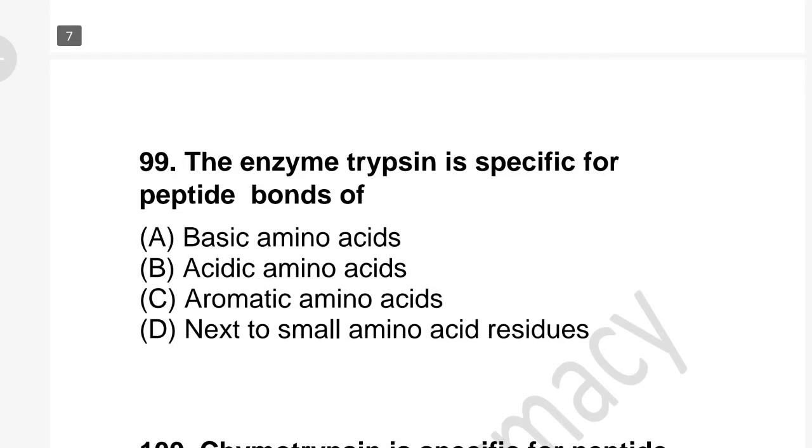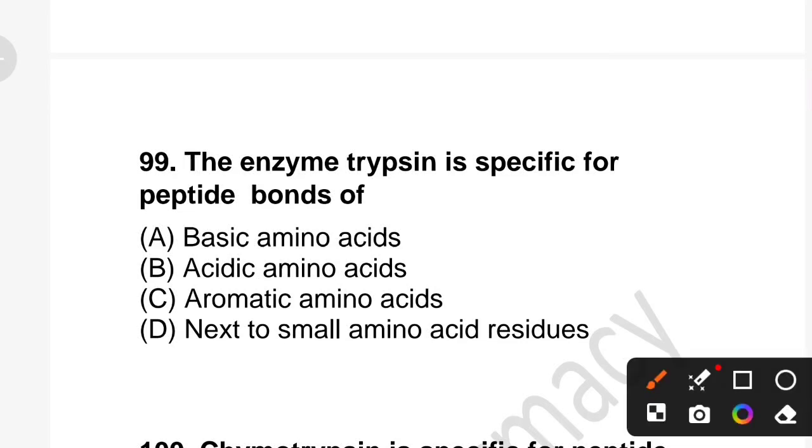The enzyme trypsin is specific for peptide bonds of option A basic amino acids, option B acidic amino acids, option C aromatic amino acids, option D next to small amino acids. Right answer is option A, basic amino acids.